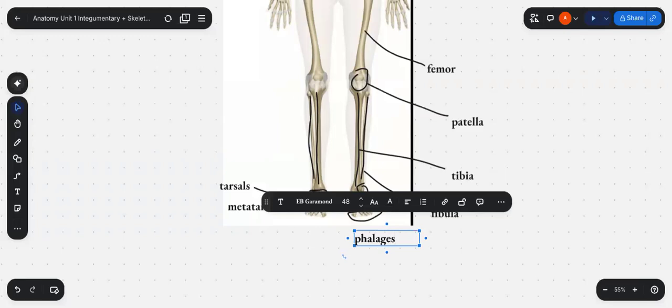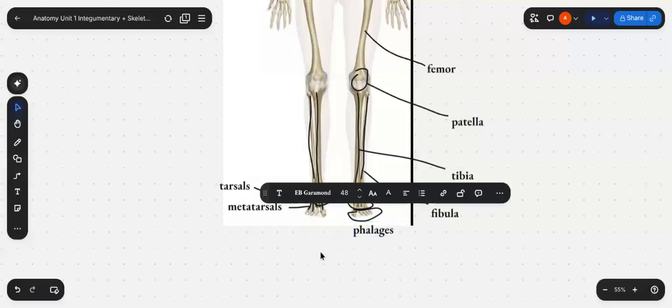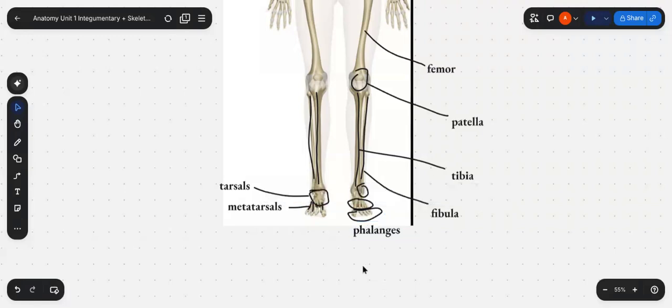Phalanges is also the same for both your toes and your fingers. It's going to be the same terminology. Oh, I did not spell that right. There we go. Missing an N. Phalanges.